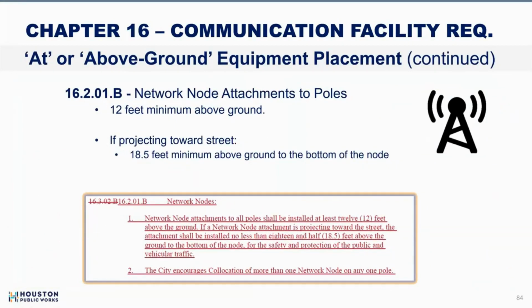Next, network node attachments to poles have established elevation requirements to protect public and vehicular traffic. As such, they must be installed at least 12 feet above ground. If facing toward the street, then at least 18 feet above ground to the bottom of the node is required.